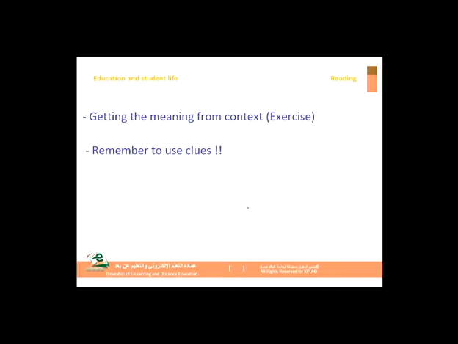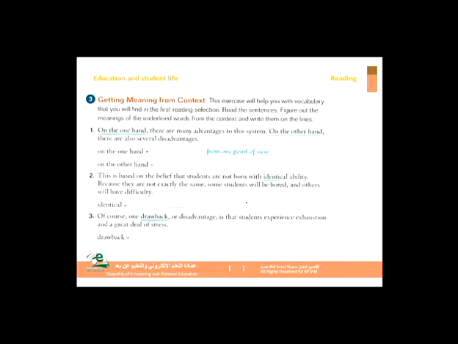Getting the meaning from context, this is what we are going to practice right now. Remember to use the clues that I explained in the first and second lectures. All right, now we have this exercise, getting the meaning from context. Now let's read the example sentences. We have underlined words. Our job is to get the meaning of those new words from the context. Let's read the first sentence.